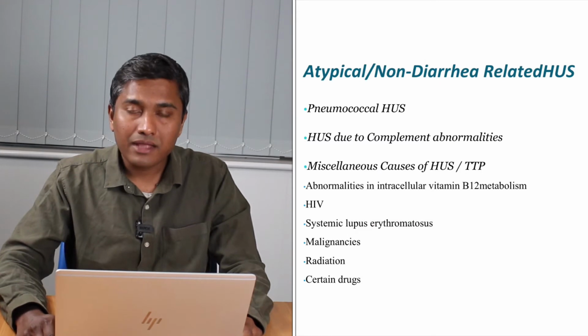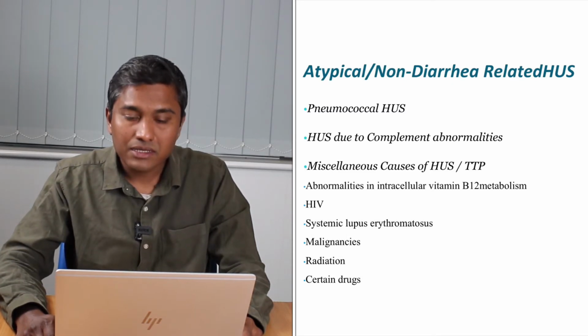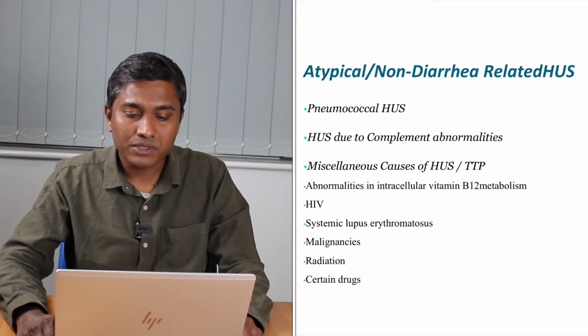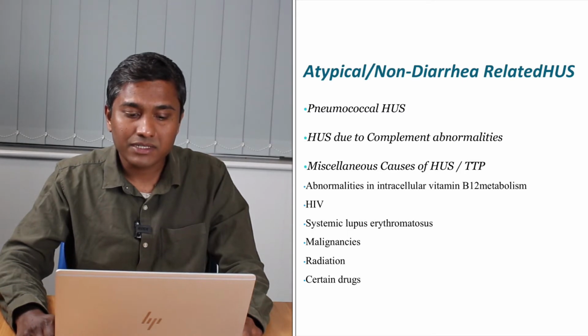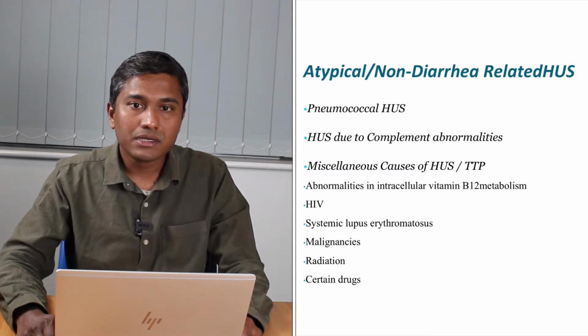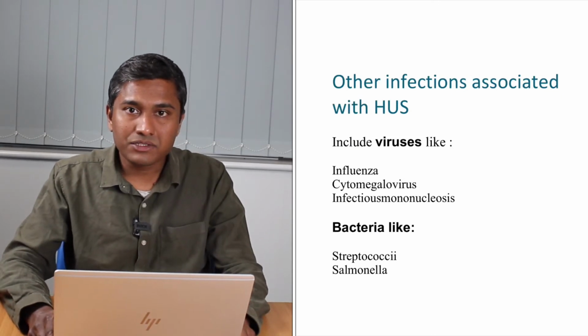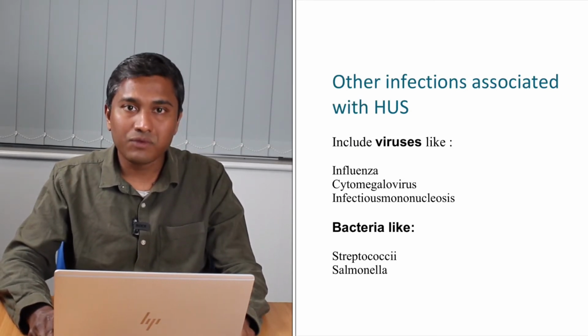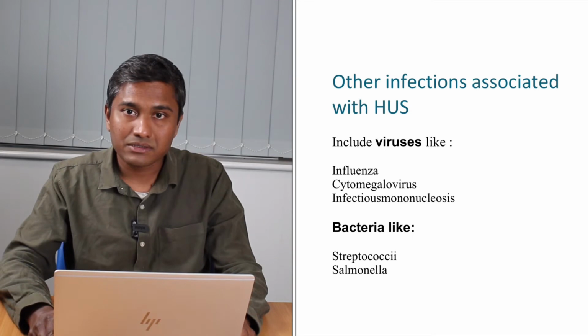Atypical non-diarrhea related HUS is caused by pneumococcal infection, sometimes due to complement abnormalities, and other miscellaneous causes of HUS are abnormalities in intracellular vitamin B12 metabolism, HIV infection, systemic lupus erythematosus, malignancies, radiation, and certain drugs. Other infections related with HUS are viral infections like influenza virus, cytomegalovirus infections, infectious mononucleosis, and also bacteria like streptococcal and salmonella.